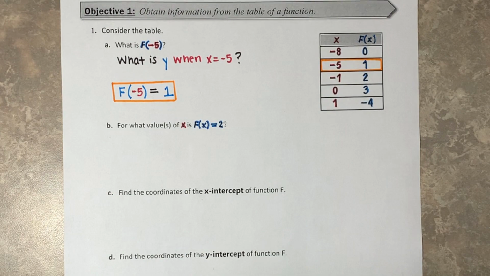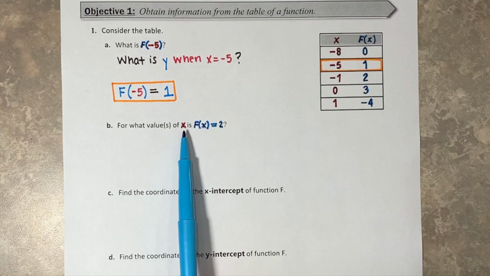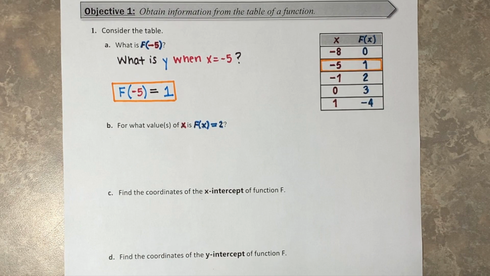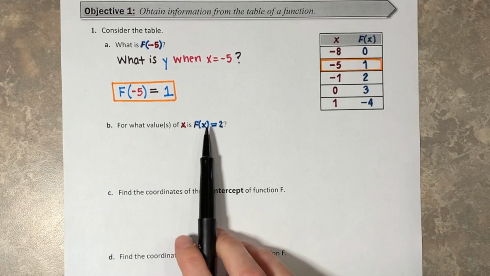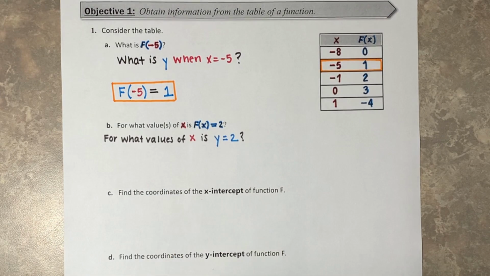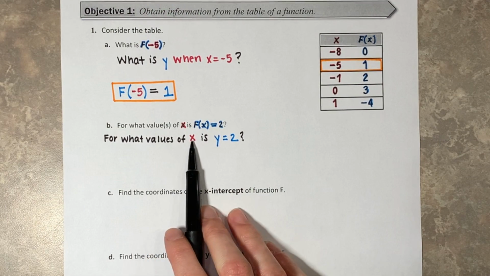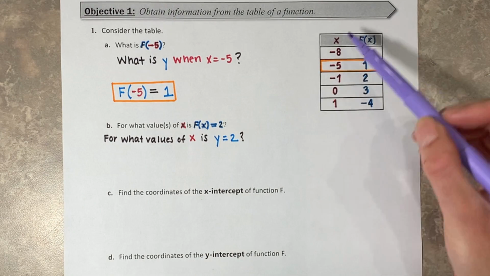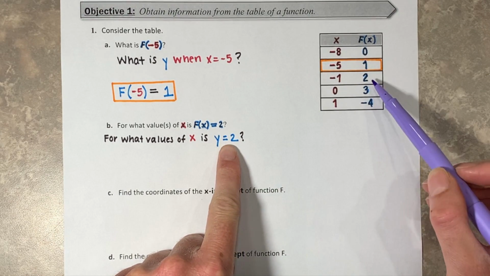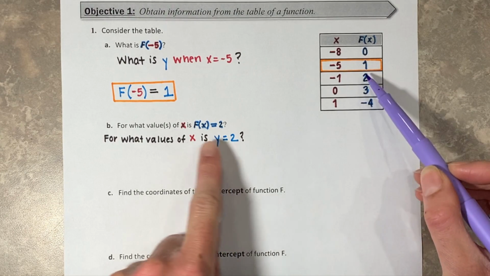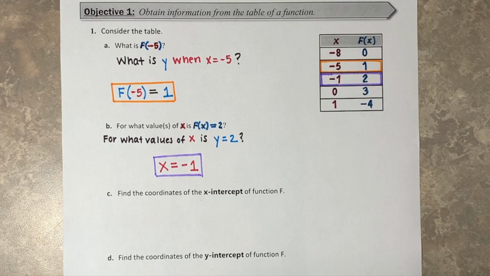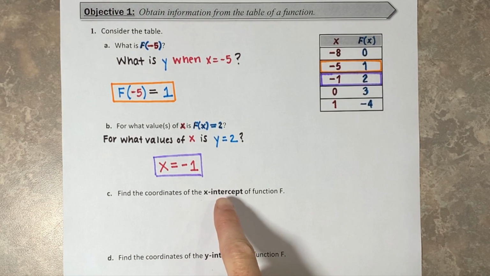The next question asks, for what values of x is f of x equal to 2? How can we rephrase this question? Remember that f of x just means y. So a different way to ask this question is, for what values of x is y equal to 2? Let's look at our table and let's find when is y equal to 2, right here. And we want to know what is the corresponding x value. That would be -1.